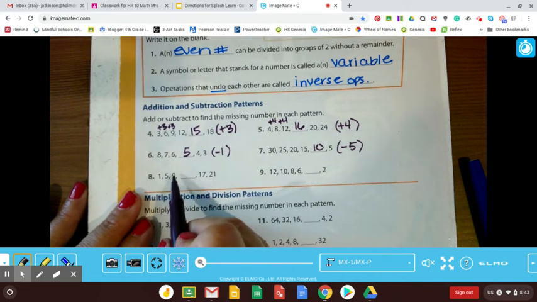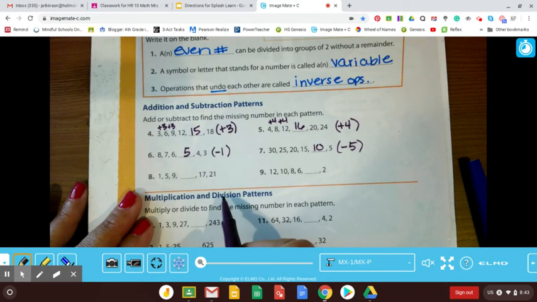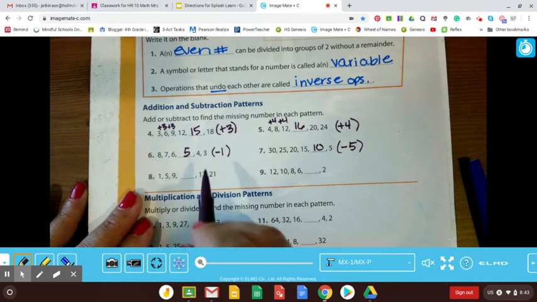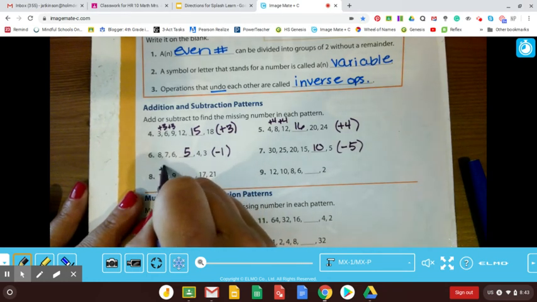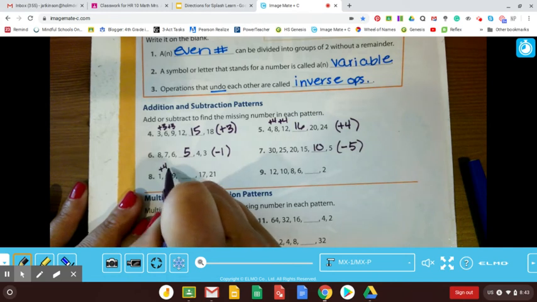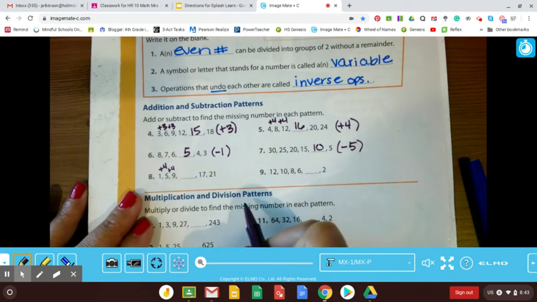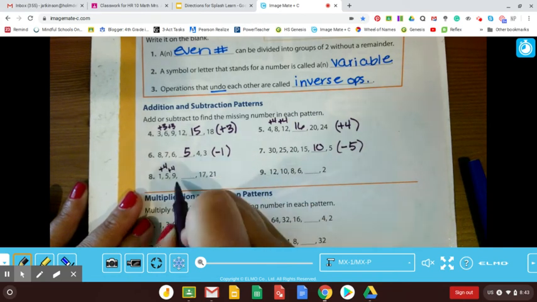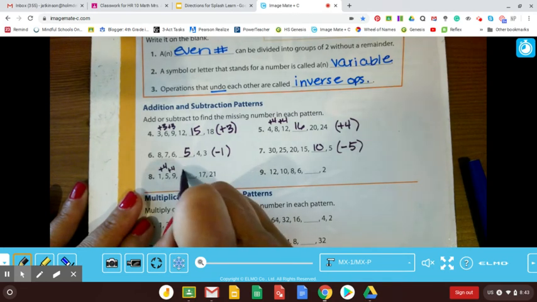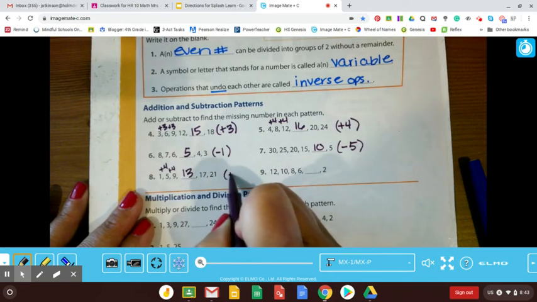Okay, 1, 5, 9, so we're going up, so it's going to be an adding rule. And what are we going up by? Well, 1 plus 4 is 5. 5 plus 4 is 9. So 9 plus 4 would be 13. Our rule was plus 4.